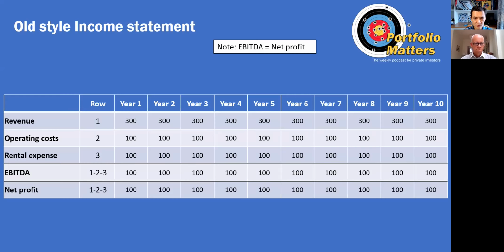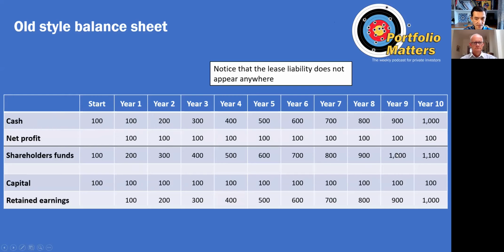Now, under the original system, this is how the income statement would have looked. Revenues of 300, operating costs of 100, rental expense of 100, giving you EBITDA of 100 and net profit of 100. And that is the same every year. The balance sheet would look like this. So you start off with cash of 100. Every year you have profits of 100. And so your shareholders' funds grow by £100 per annum.